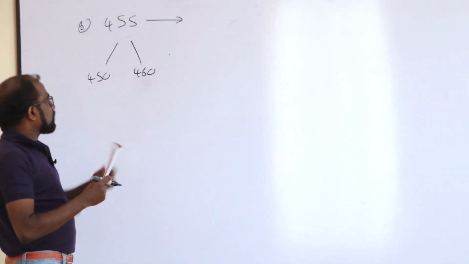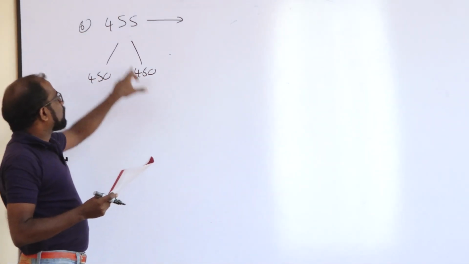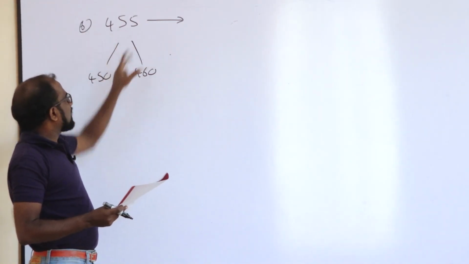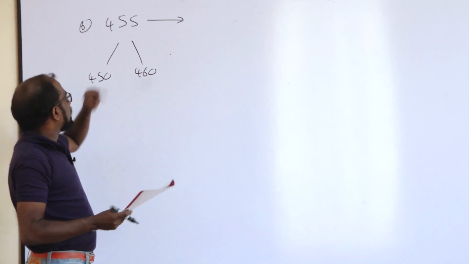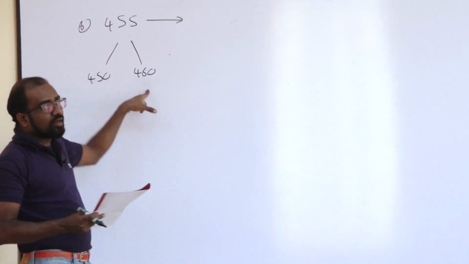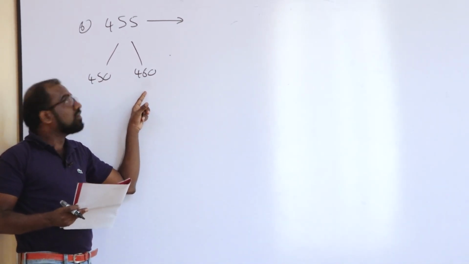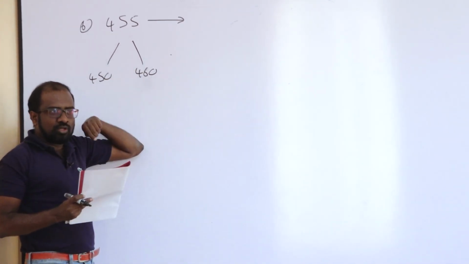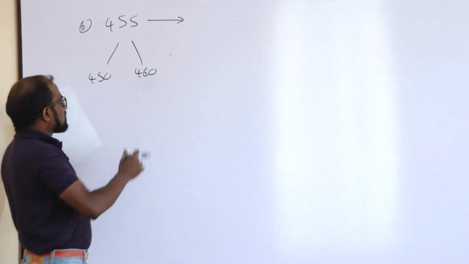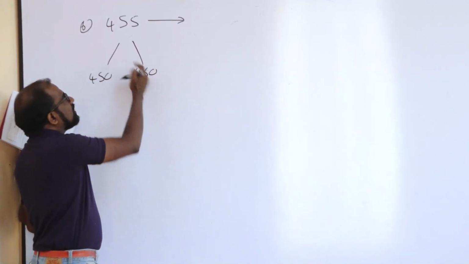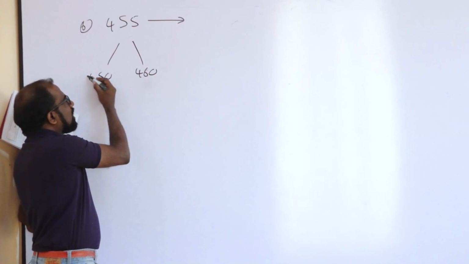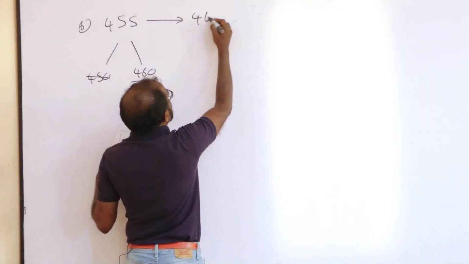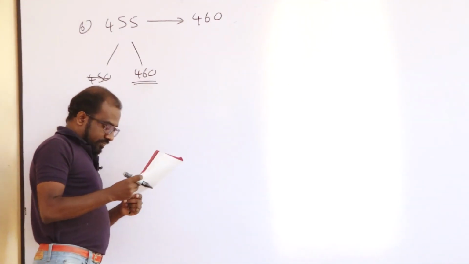Now, we have done these things in the class. So the problem is 455 is the mid value. It can be close to 450 or 460, but it is neither close to 450 nor 460. It's the mid value. So as a standard method, you round off such a number to the higher value. So the answer should be 460.